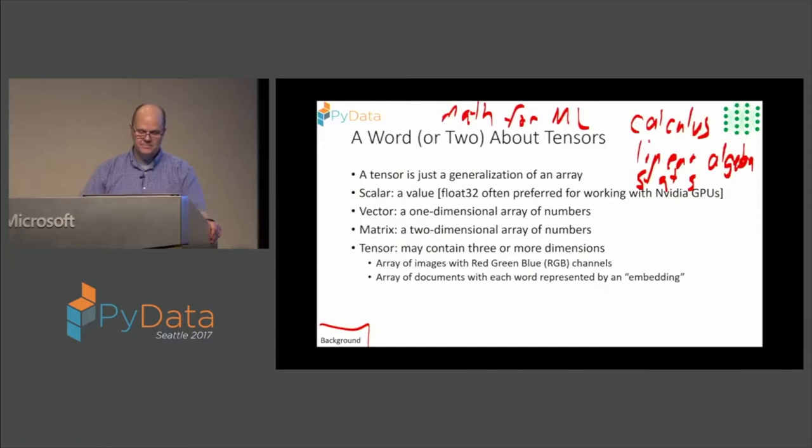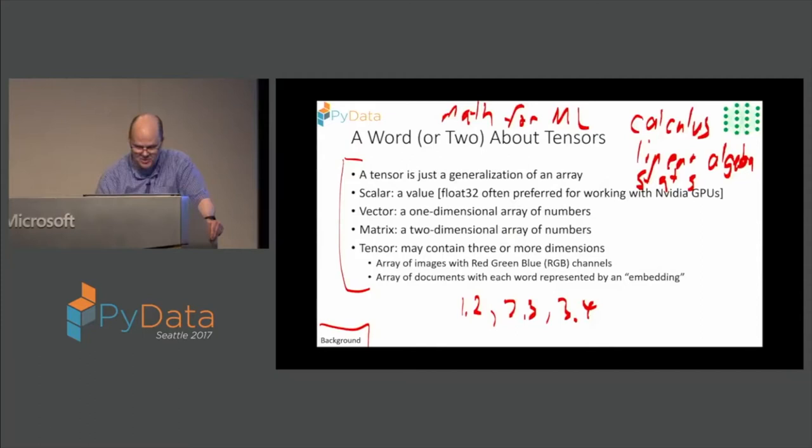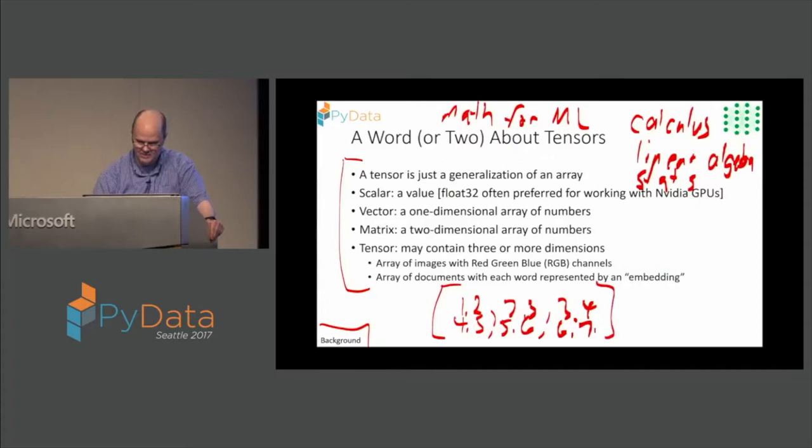All right, so I'm just giving a bit of terminology that people use here. Tensor is just a generalization of an array, right? So a scalar is just some number, 1.2. Aha, that is a scalar value. A vector is just a one-dimensional array of numbers. So 1.2, 2.3, 3.4, that is a vector. A matrix is a two-dimensional array of numbers. So I could have 4.5, 5.6, 6.7, you get the idea. That is a two-dimensional array of numbers.